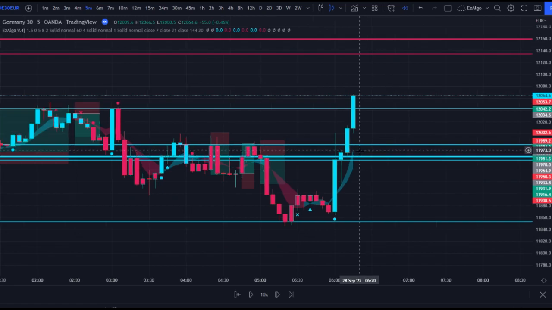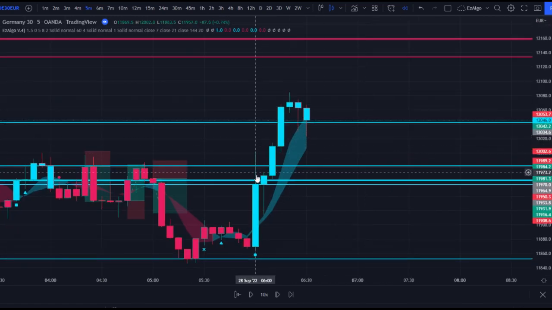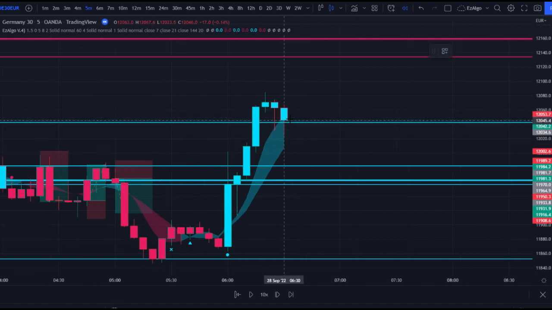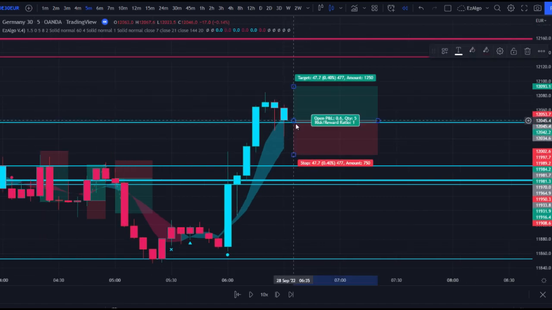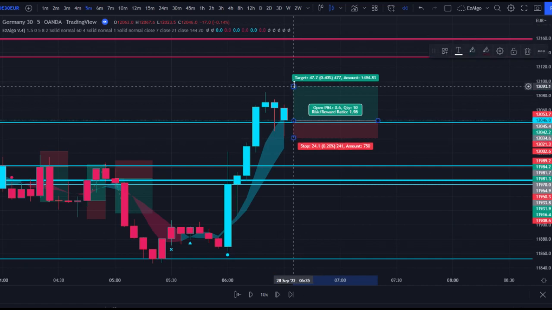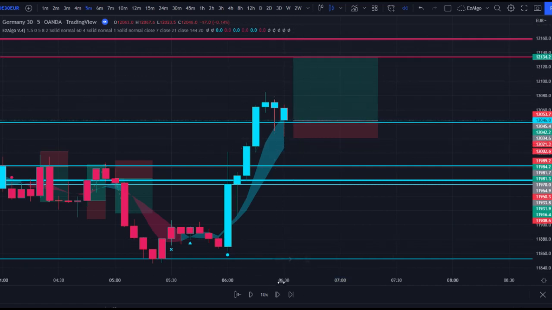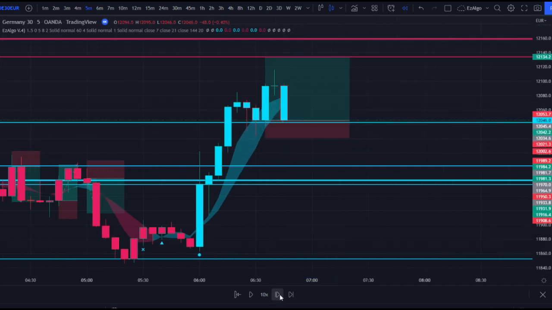We broke above that. And in this case, I would actually enter a long position because we broke out and we're retesting that resistance level as support. And you can see the bulls are pushing the price up. So I'd actually enter on the closure of that candle and target this resistance level. So let's see what it does.